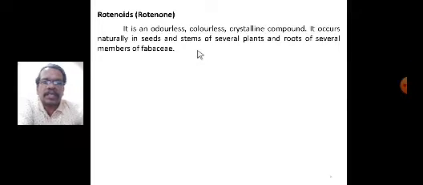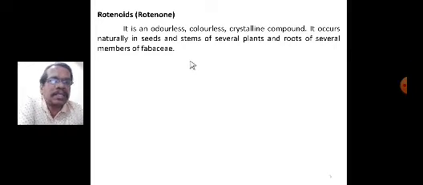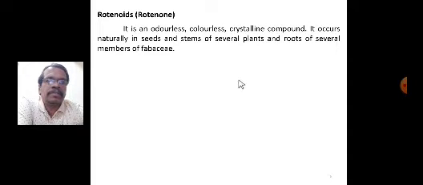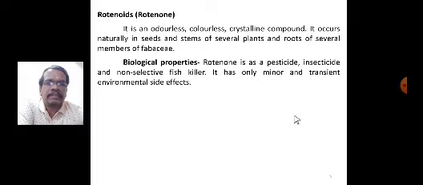So it is a colorless, odorless crystalline compound. It occurs naturally in seeds and stems of several plants, and especially it occurs in roots of several members of Fabaceae family. And rotenone is the example of this particular class which is given in our syllabus. Regarding biological properties, rotenone is used as a pesticide, insecticide, and it is very effective non-selective fish killer. So at that time, in old days, people were using these compounds to kill fishes. Okay, it has only a minor and transient environmental side effects.